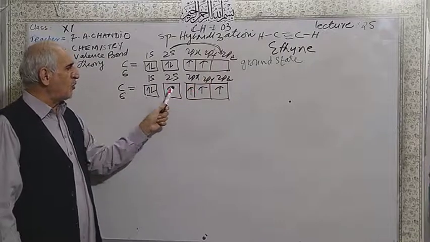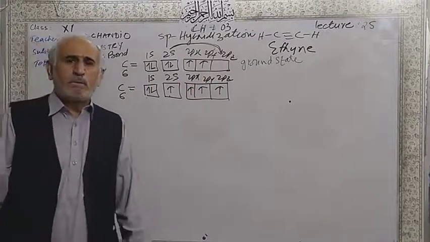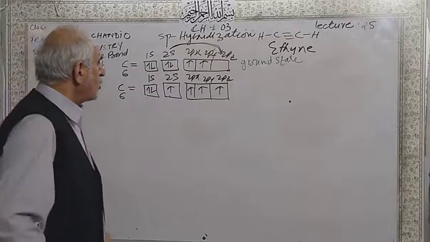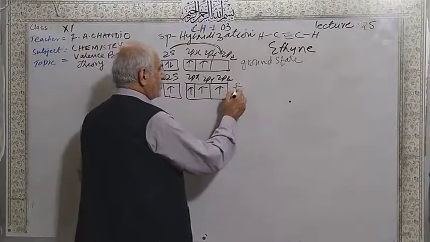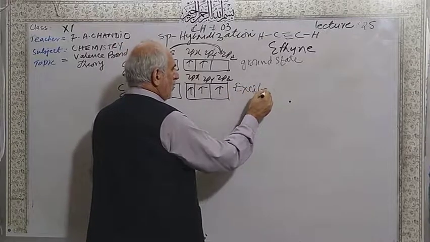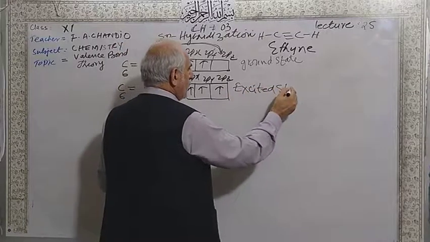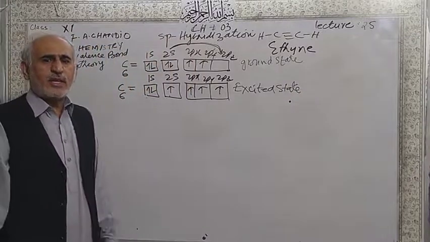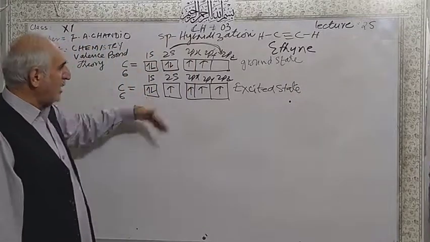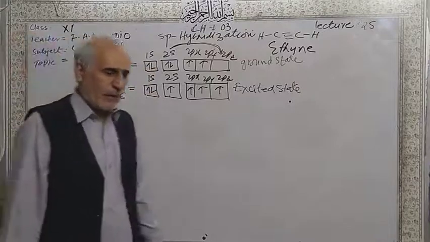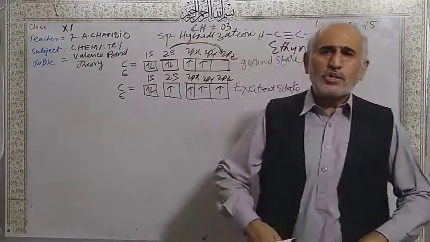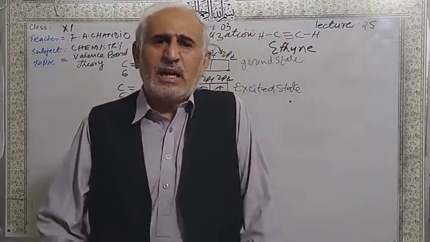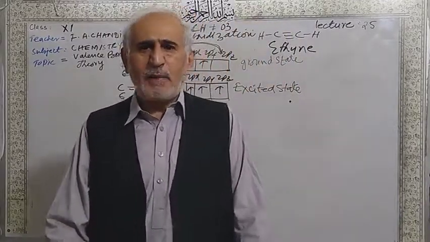Now 1, 2, 3, 4 are the partially filled or unpaired electrons. So this is the excited state now. These two steps are common for methane, ethene, and ethyne or acetylene.